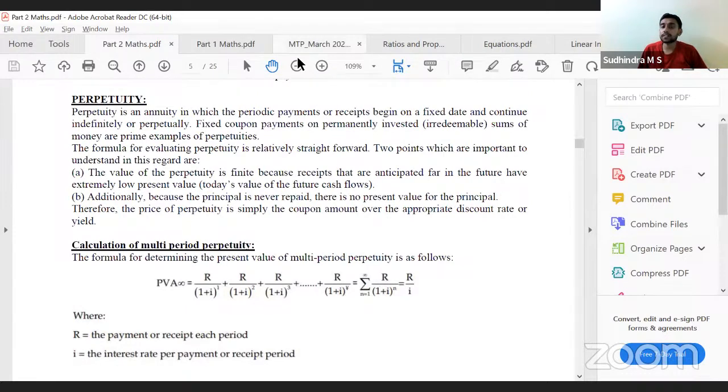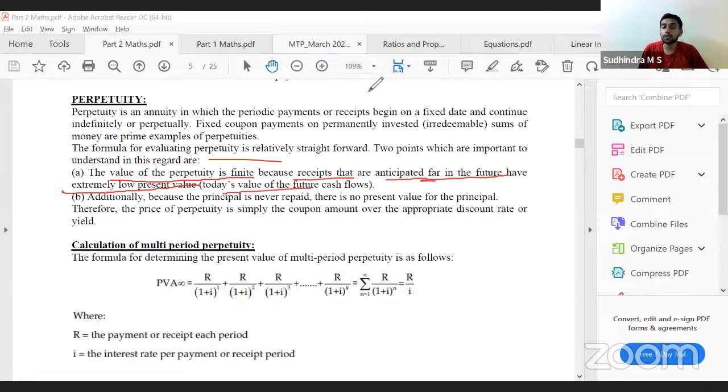Next one is extension of annuity, which is perpetuity. What is perpetuity? Perpetuity is an annuity where periodic payments or receipts begin on a fixed date and continue indefinitely, perpetually. Fixed interest payments on permanently invested sums of money are the prime examples of perpetuity. So 2 points are important in case of perpetuity. Value of perpetuity is finite because receipts that are anticipated far in future have extremely low present value.